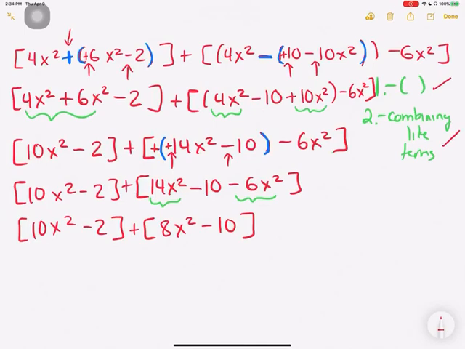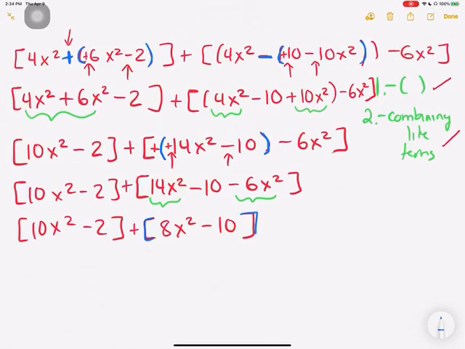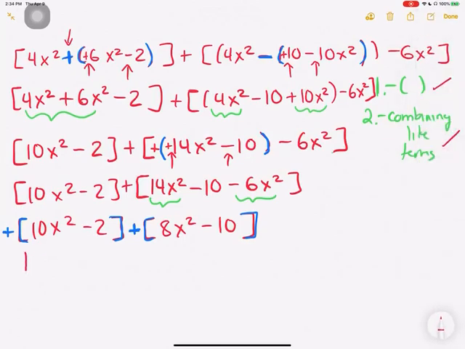At this point I have to start all over, getting rid of parentheses. What are my innermost parentheses? All I have now is brackets. We have to look at what we have in front of those. I have a positive sign in front of that bracket, and on the first one I also have a positive sign. Since there's nothing there, you have to assume that's a positive sign. So let's get rid of those parentheses. Since that's a positive sign, everything is going to retain its signs inside the parentheses. So 10x squared minus 2, and the same happens for the second parenthesis: 8x squared retains its positive, and negative 10 retains its negative.